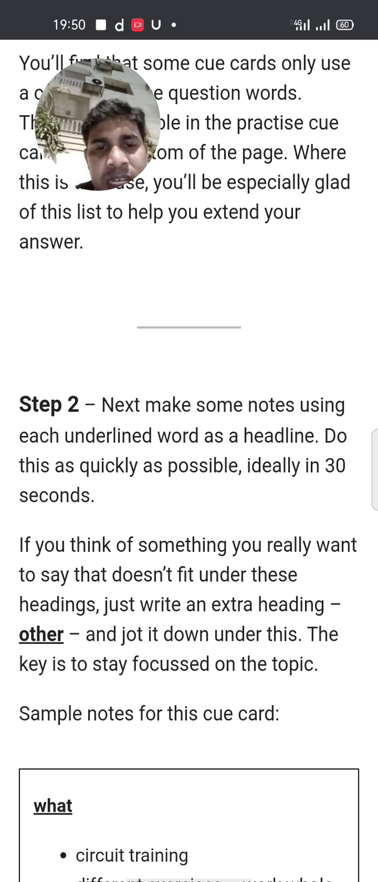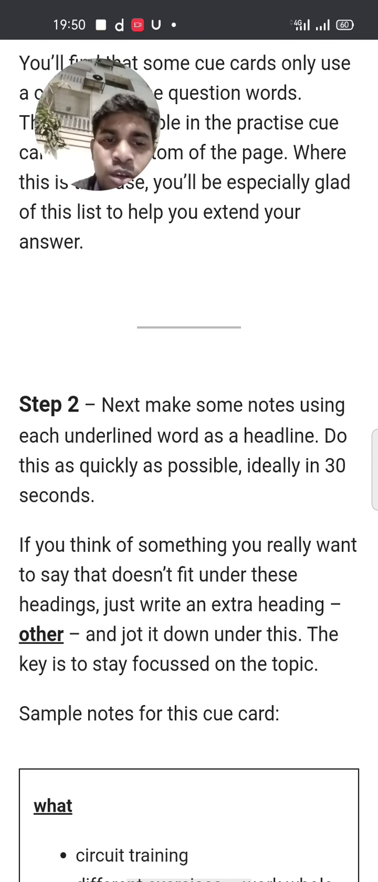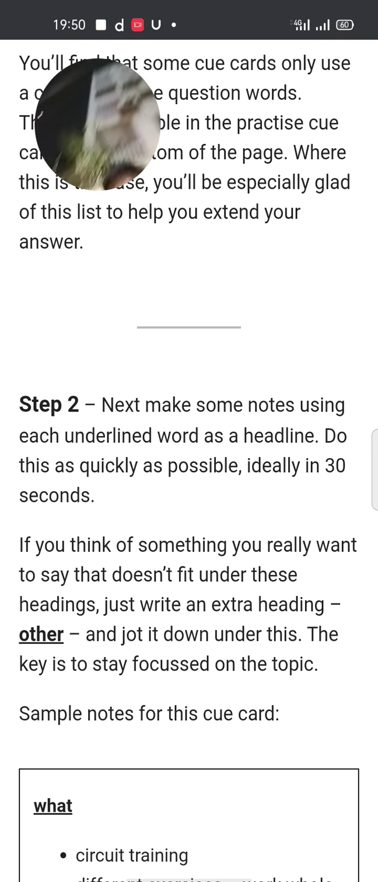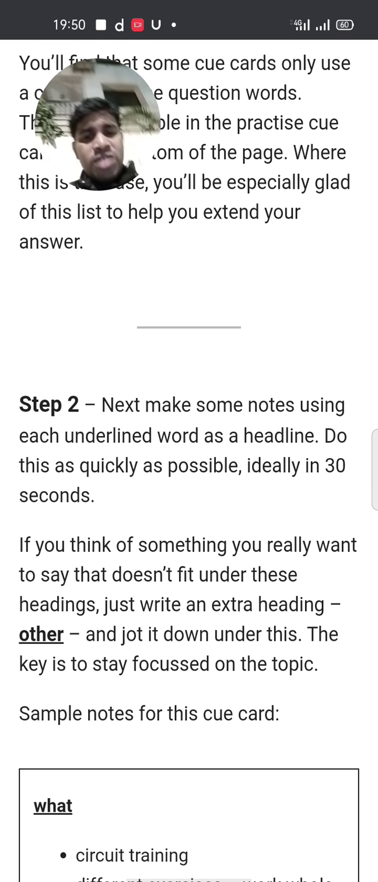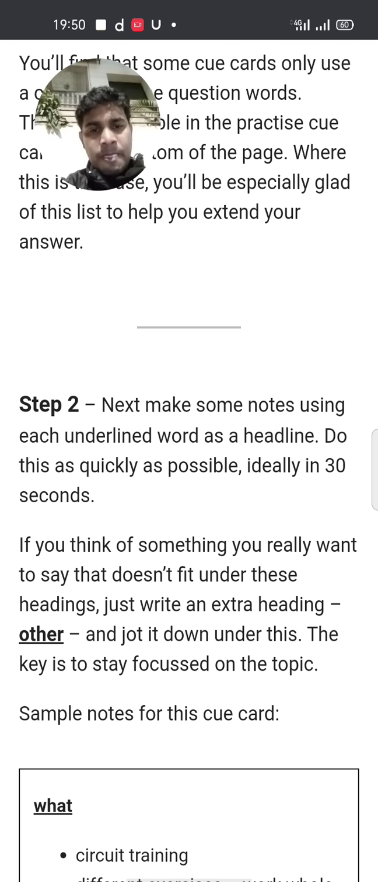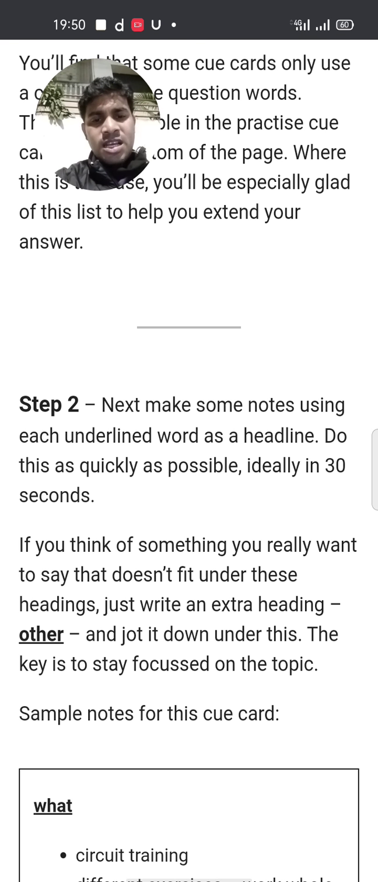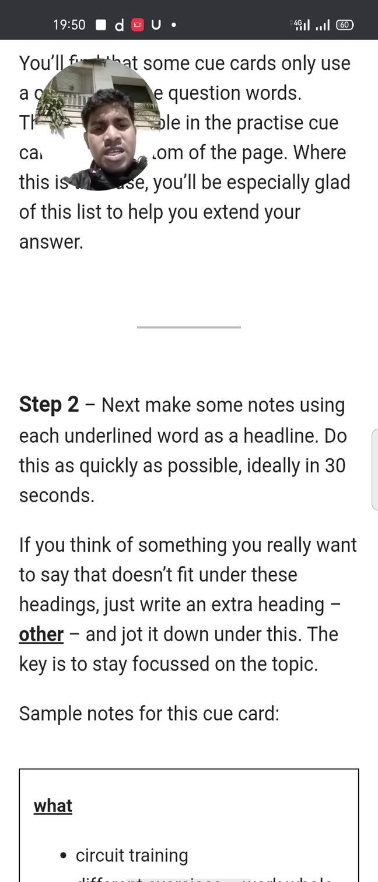Step 2. Next, make some notes using each underlined word as a headline. Do this as quickly as possible, ideally in 30 seconds. That means that before starting the one minute talk, you will get 30 seconds of time. During that time you have to prepare all the things.